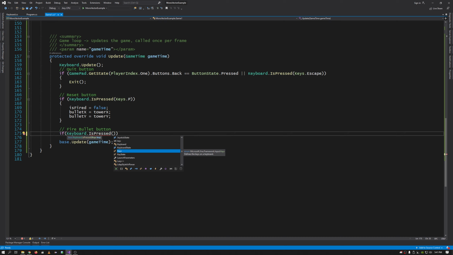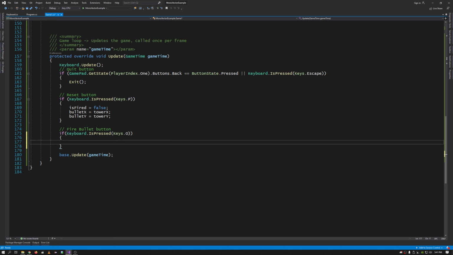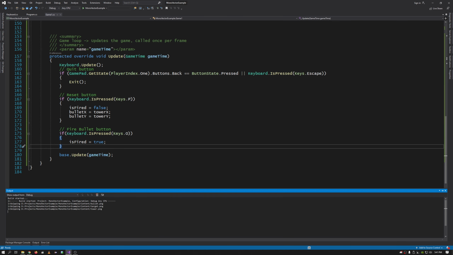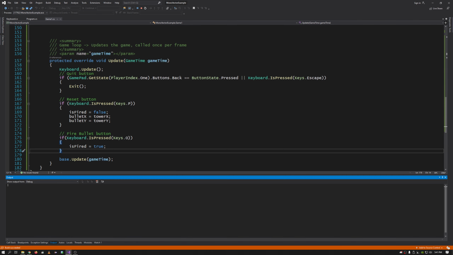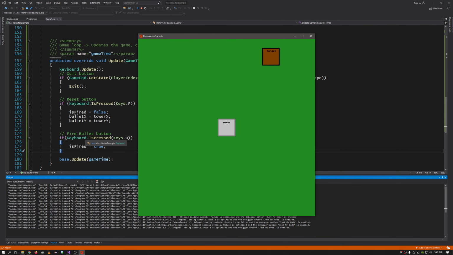All right, so when you press the O key on the keyboard, then I want isFired to be set to true. That's very basic. Let's just start with that. All right, so I'm looking at my tower. I press the O button, and there it is. And if I press my reset button, which is P, it goes away.